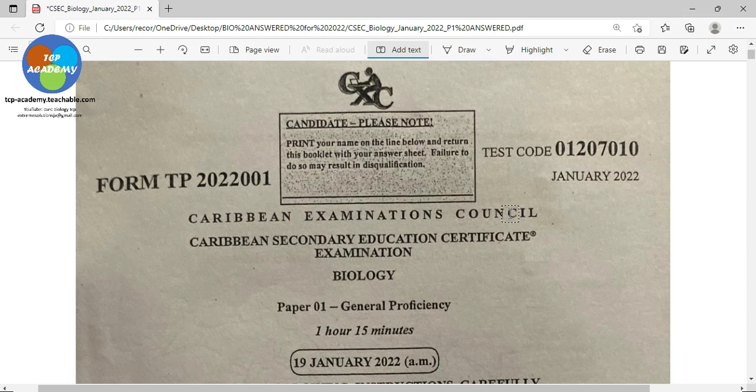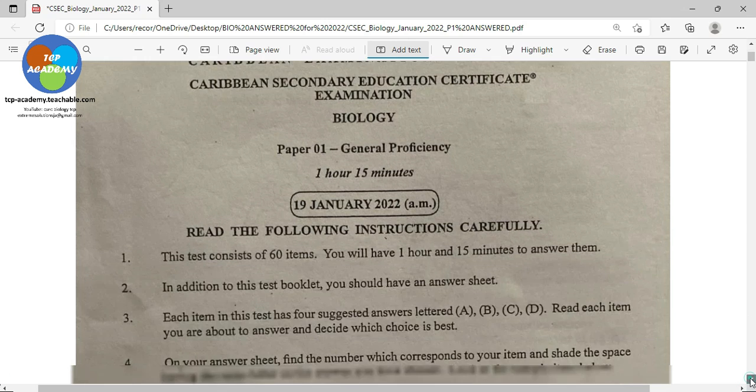tcp-academy.teachable.com. We're going to be looking at the January 2022 paper, and of course, it's the paper 1. I am Mr. Wilson, and I am wishing for all students the best in your exams.